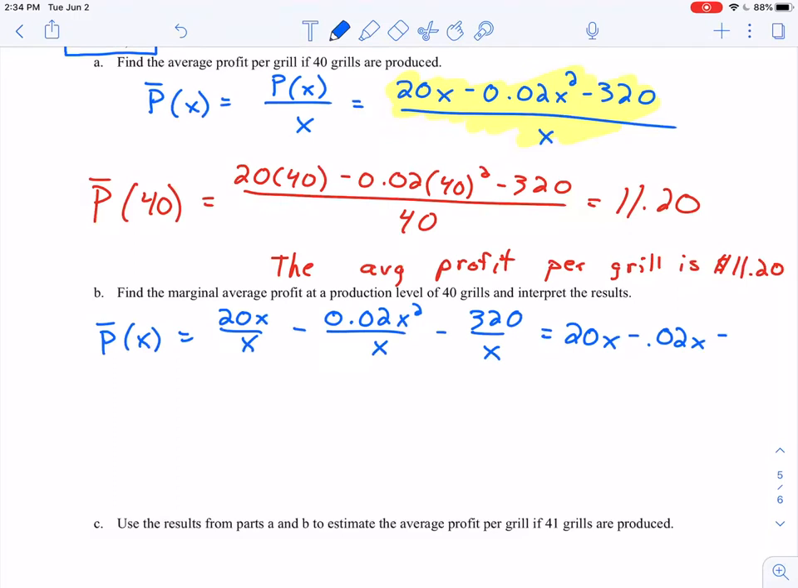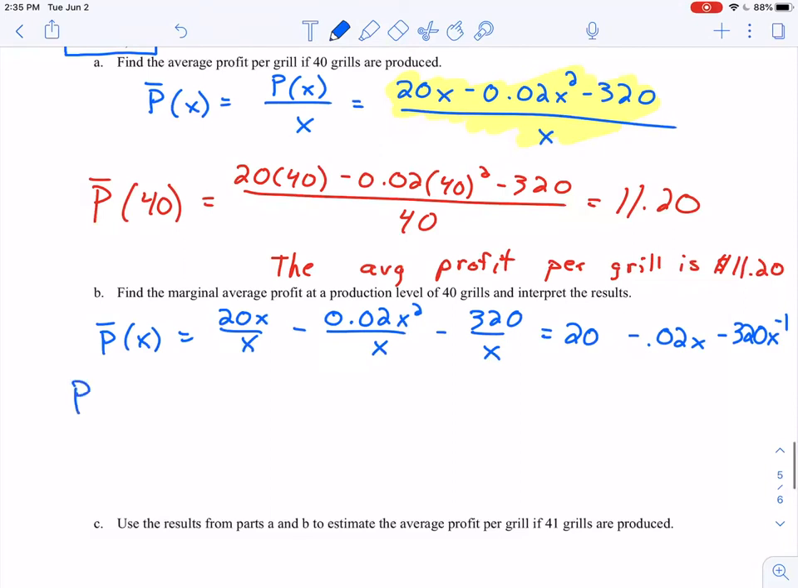And I could just leave it like that, but I know I want to take the derivative, and I can't take the derivative while that x lives in the denominator, so I'm going to rewrite that as minus 320x to the minus 1 power here. Oops, you know what? Let me catch this mistake. I forgot to cancel my x right here, so let me make sure that I do that. I apologize. So I have my average profit function.